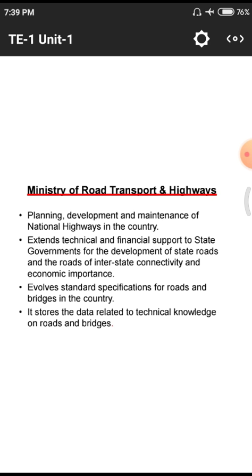Next one is that it extends technical and financial support to the state governments for the development of state roads and other roads. If there is a huge amount of finance, that means money allocated for the construction of roads, we can construct a huge amount of roads. All of that money depends upon the GDP of the country. If the GDP is high, we have a huge amount of funds. If the GDP is low, we have a low amount of funds.